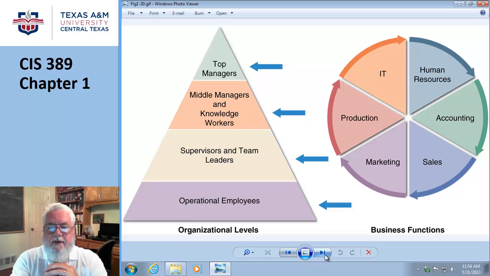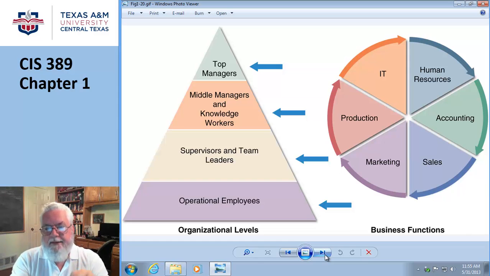Middle managers are more like, okay, should this production run last for a couple more days or not? That kind of question. Supervisors and team leaders are like, should we do overtime to finish this production run or not, because we're running a little behind? And then operational employees are, this part's not fitting exactly right. Maybe I should look up the instructions on how this part is supposed to fit. Those are just some examples.